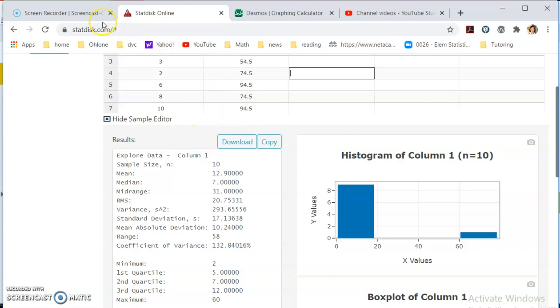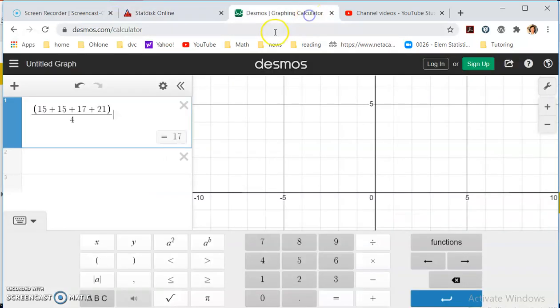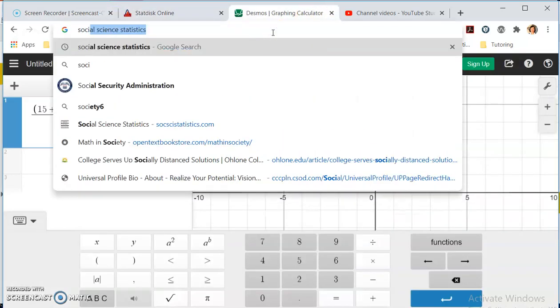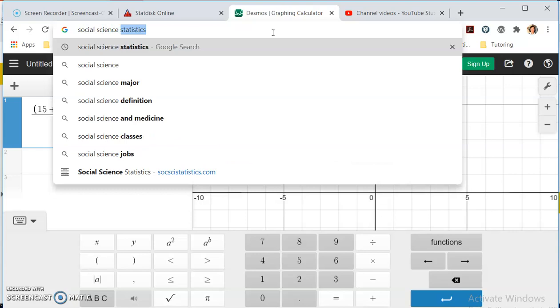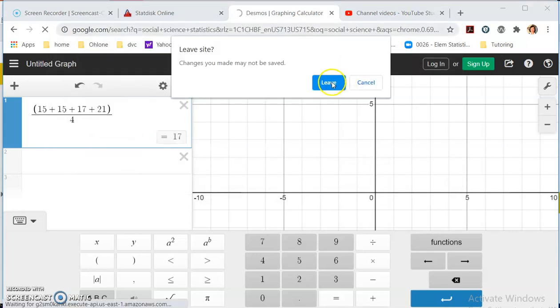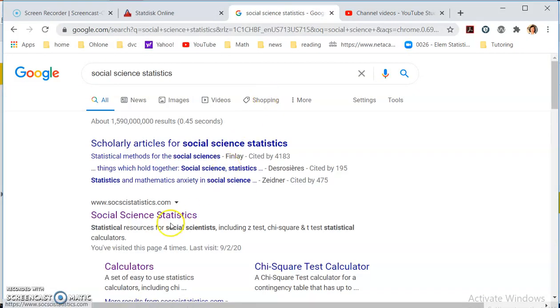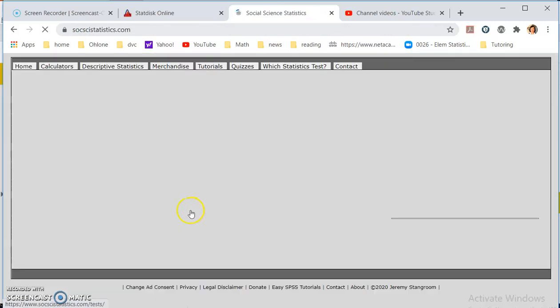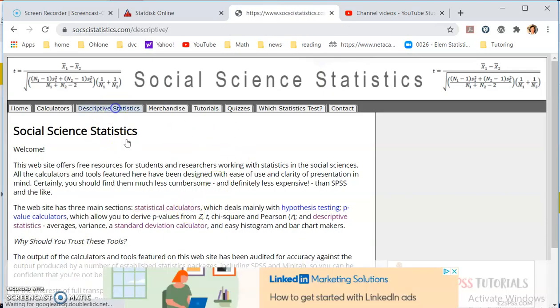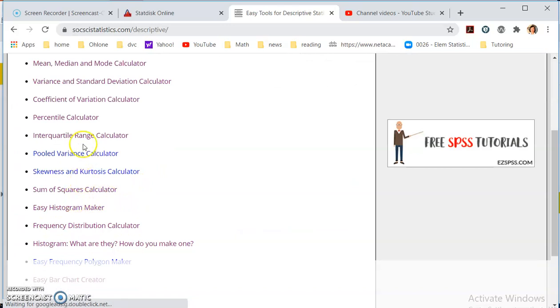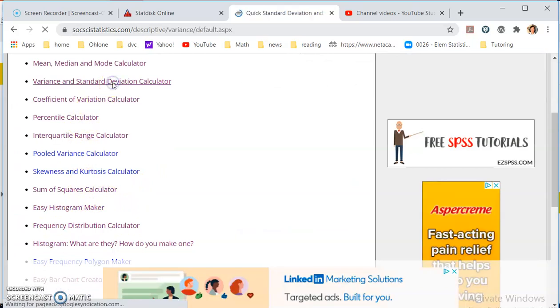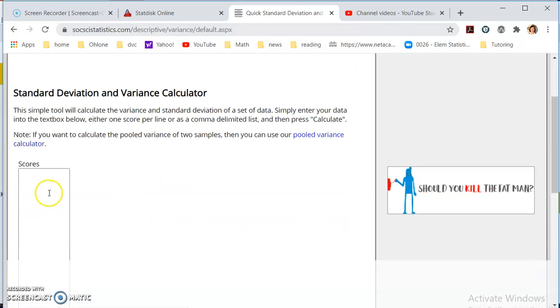So how do I do the population standard deviation? We would look at another calculator called the social science statistics calculator, which you have used before. What you do is you click on it and then you select descriptive statistics, you want variance and standard deviation, and then you put your data in it.